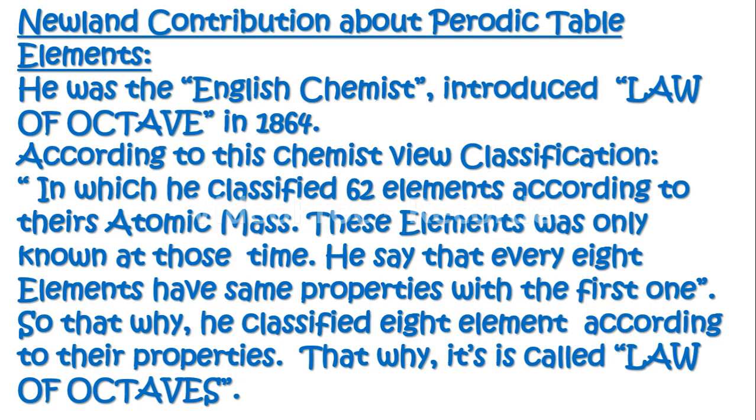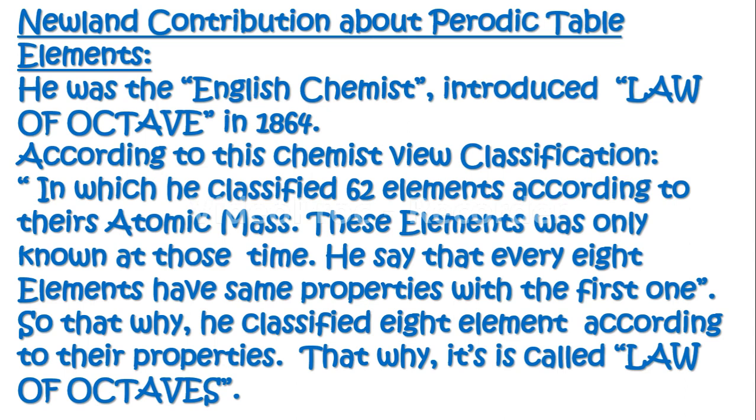The next one is Newland. Newland was an English scientist. In 1864, he discovered the law of octaves. He classified the elements in proper groups, and each group has 8 elements. On the basis of these 8 elements, he gave the law of octaves. The 8 elements of the group have the same property, which causes similarity among these 8 elements. That's why he arranged and placed the 8 elements in one group.